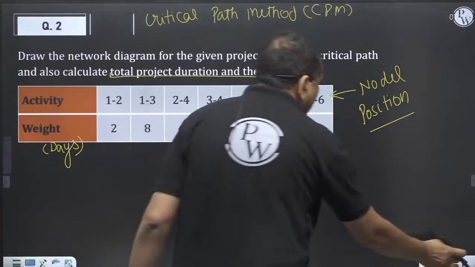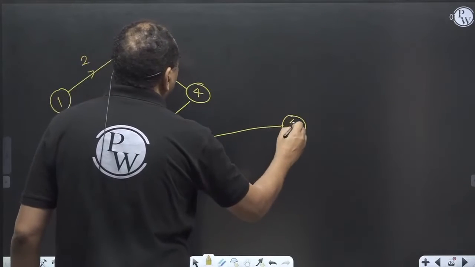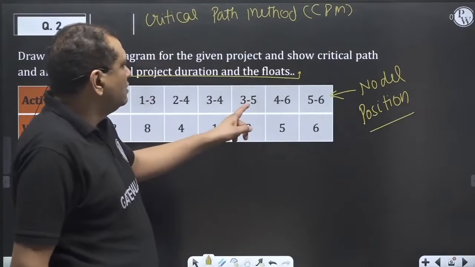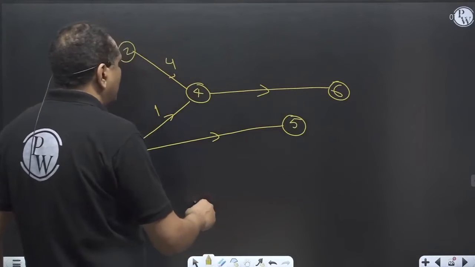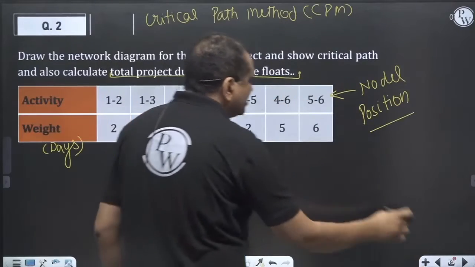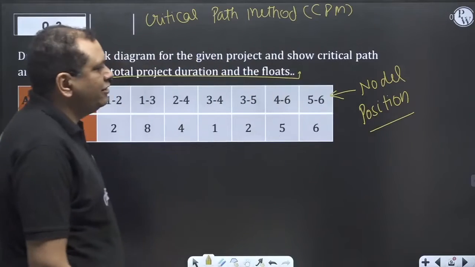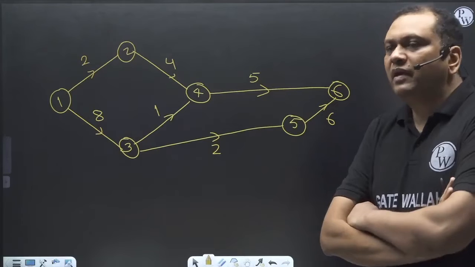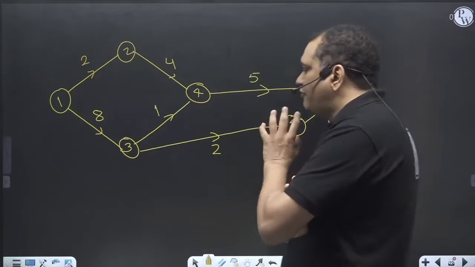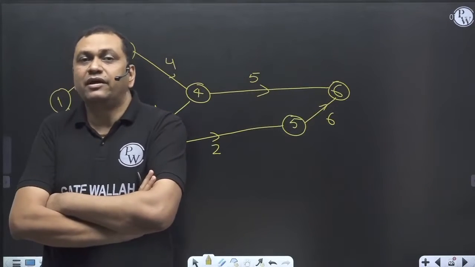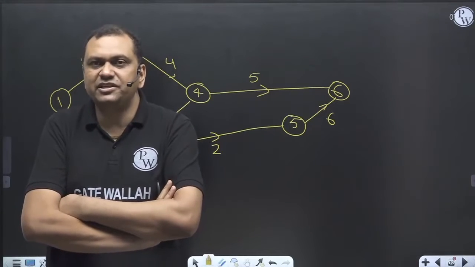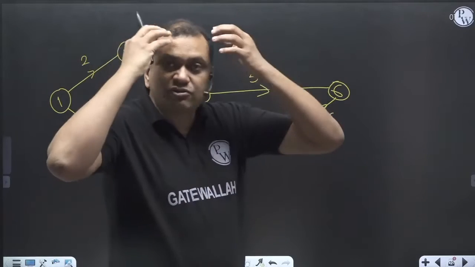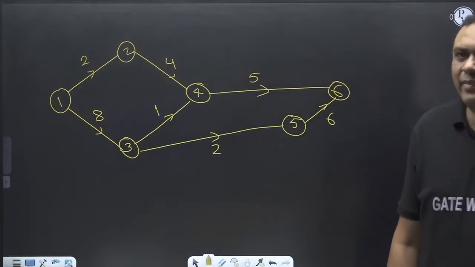3 to 5 and 4 to 6. 3 to 5 is 2 units, 4 to 6 is 5 units, and finally 5 to 6 is 6 units. So our precedence diagram is drawn. When the nodal position is given to you, construction of the precedence diagram is extremely easy. But when the predecessor and successor events are given, we have to apply our mind to construct the precedence diagram.